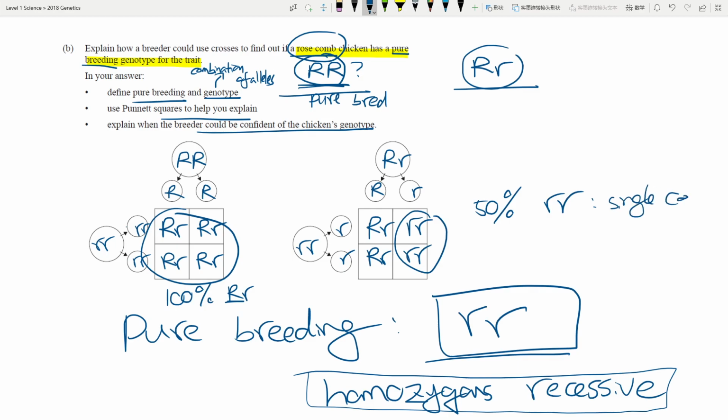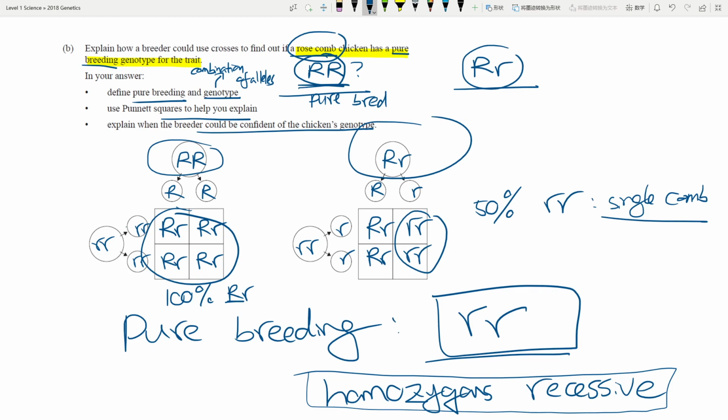Now that means if you do pure breeding, and any of the offspring is single comb, your individual is not purebred, it's heterozygous, because the hidden gene combined with the recessive allele gives you the homozygous recessive individual. Now if you've bred 5 offspring and none of them are single comb, then you can be a little bit confident that possibly you have homozygous dominant parents, but you can't be sure.